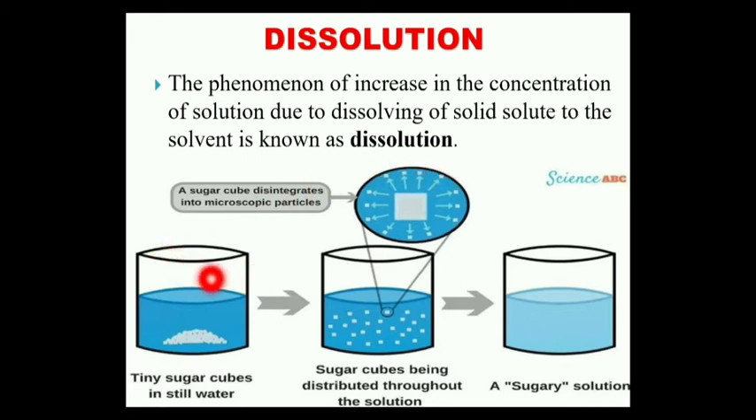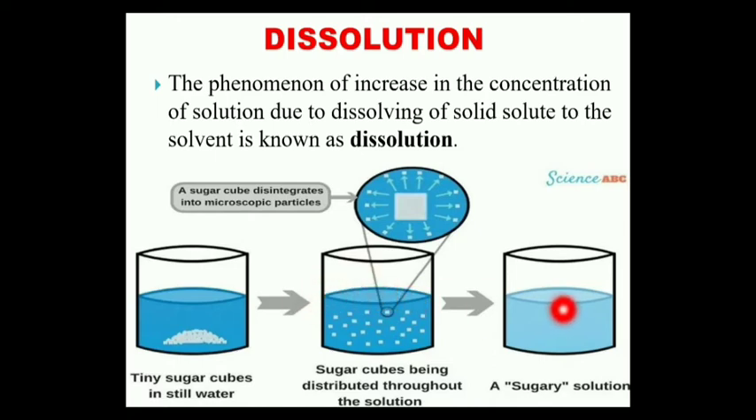So in the first beaker, you can see you have added tiny crystals of sugar. Okay, you have added sugar cubes in the still water. So the sugar remains in the solution like this until you start stirring the solution. Once you have started stirring the solution, the sugar cubes will be evenly distributed in the entire solution, right? They will be uniformly distributed. They will be uniformly dissolving into the solution. Lastly, we will get a sugary solution.